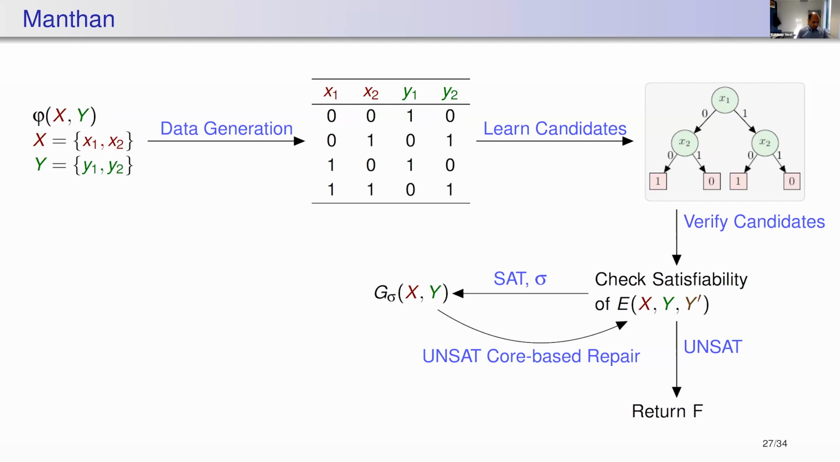Okay, so let me put together everything. We started with the specification. We generate the data. We come up with the weight functions to generate the data. Then we learn these candidate functions. Then we verify these candidates, for which we get a counterexample. We go on to do repairs based on MaxSAT and UNSAT. So there's a lot of advances we are relying on in the field of symbolic reasoning. And finally, we are able to certify that the functions are indeed correct.